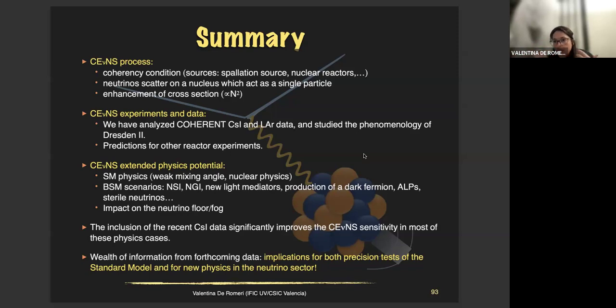And this was expected because indeed that dataset has more statistics. So we are really waiting for a wealth of information that is expected from forthcoming data, not only from upgrades of COHERENT, but especially from reactor experiments, because as I said before, these facilities are really complementary. And so all this data will have very relevant implications for both standard model tests and for searching for new physics in the neutrino sector.